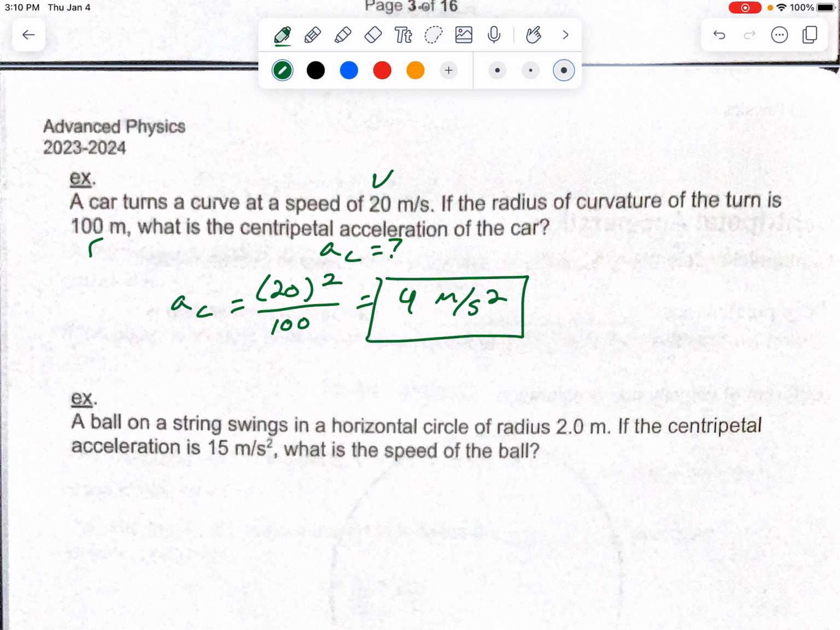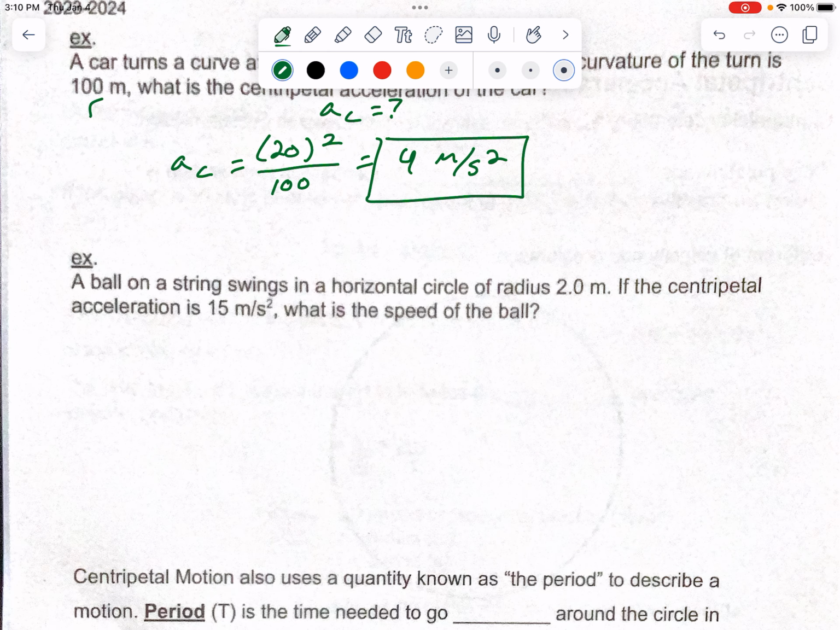Next example: a ball on a string swings in a horizontal circle, and the radius is 2.0 meters. There's your radius. If the centripetal acceleration is 15 meters per second squared, there's your acceleration. What is the speed of the ball? That means we're looking for velocity. So we're going to plug in. a_c equals v squared over r. We don't know v, so I'm going to leave it as v squared, and your radius is 2. So multiply both sides by 2.